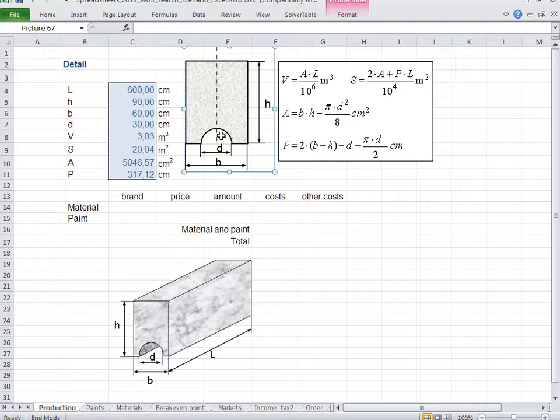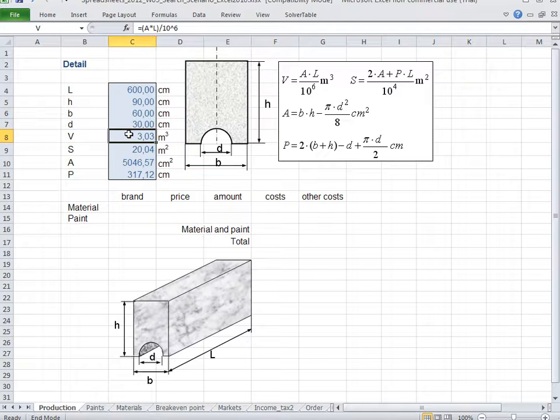Now the engineers, and we're often working together and getting data from the engineering side into Excel, the engineers have calculated all the necessary parameters of that detail, namely the volume is 3,03 cubic meters and the area is 20,04 square meters. Now actually the volume and area are quite easy to calculate when we already know two things.